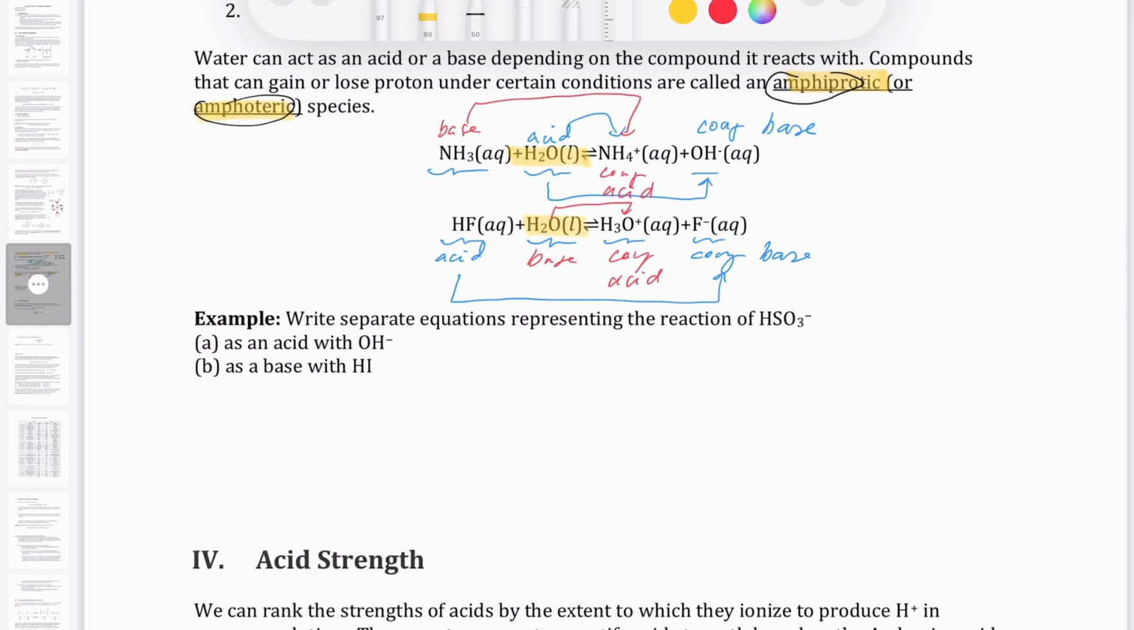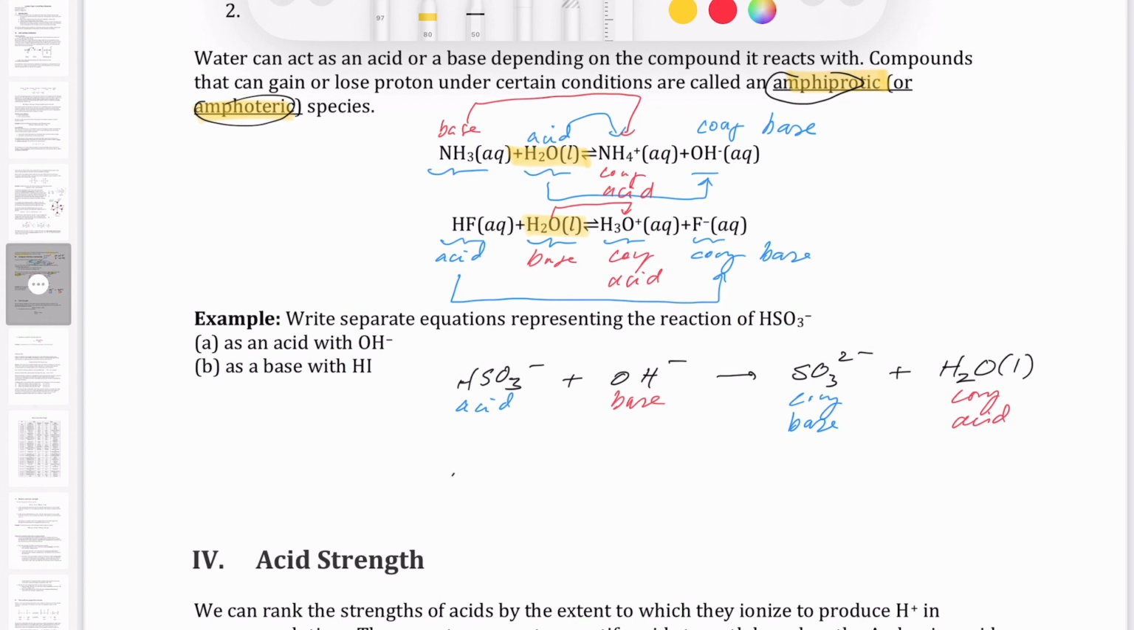You can do this with all kinds of reactions. So here's an example. You have to write the reaction of the bisulfite ion as an acid and as a base. So bisulfite is also an amphoteric species. As an acid, it's reacting with OH minus. That means that it has to donate a proton. So therefore, the product is what you get once it donates the proton. And of course, the OH minus adding that proton becomes water. So this is our acid. This is the conjugate base of the acid. This is our base. This is the conjugate acid of that base.